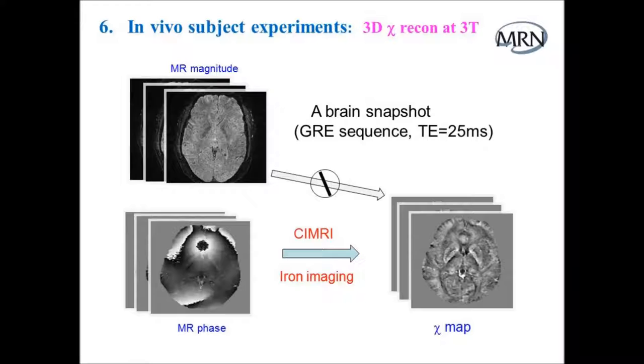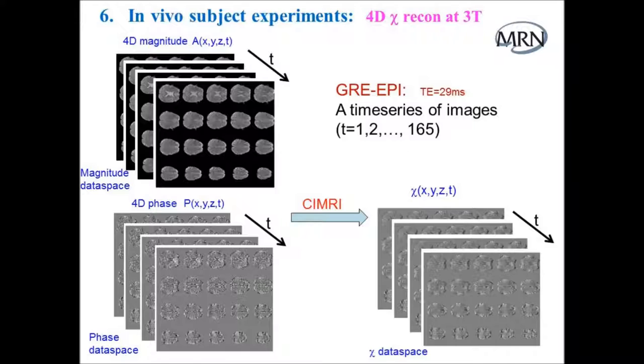But many people use this technology for iron study, to examine the iron distribution inside the brain, this metal. So somebody called this technology chi-based study for iron imaging. But for our concern, we are interested in the functional chi.